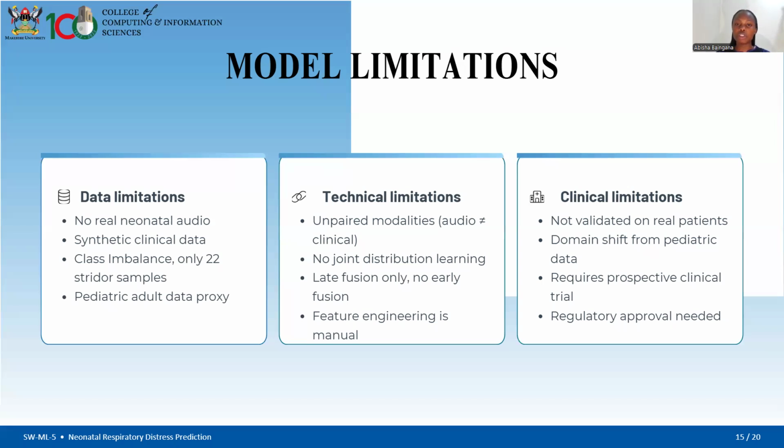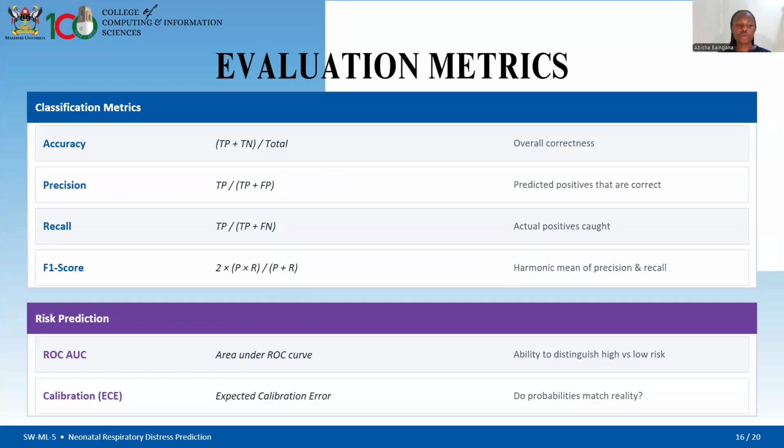Then for clinical limitations, the data is not validated in real patients. There is a domain shift from pediatric data, and it requires prospective clinical trials in the future. Then moving on to our evaluation metrics. So we are looking at what we based on to calculate the accuracy, the precision, the recall, as well as the F1 score. With accuracy, we looked at the true positives and the true negatives and divided by the total to get the overall correctness. For precision, we look at true positive over the sum of the true positive and false positives to get predicted positives which are correct. Same thing for recall, we look at true positive over the sum of true positive and false negative to get those actual positives which were caught.